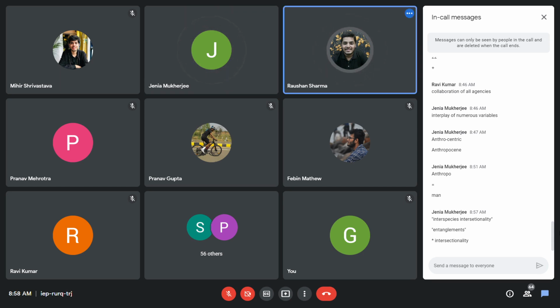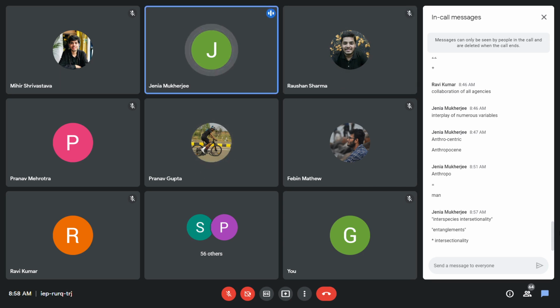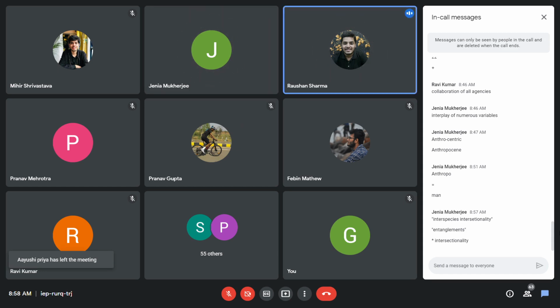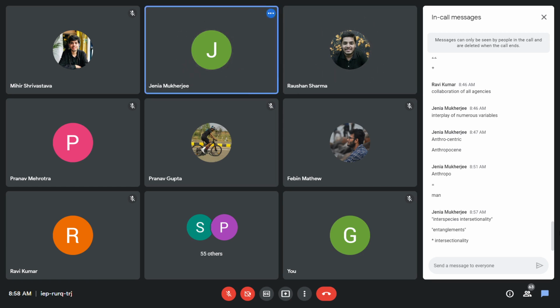Something like get trapped. Trapped? And become interconnected. Okay, so Roshan, you said trapped. Can you give an example? Ma'am, I think getting entangled meant something like getting trapped in a net or something like that. Okay, so you are saying entrapped, right? Getting entrapped. Yes, ma'am. Entrapment.